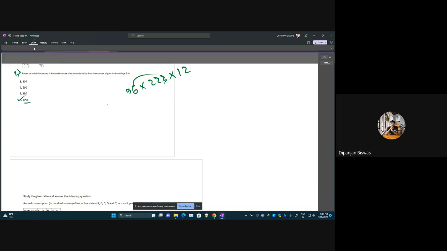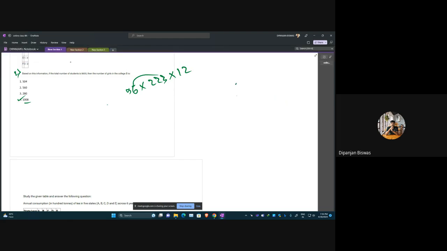Suppose these 3 options were given and you have to do the multiplication, and the unit digit method failed miserably because all the options have 6 as the unit digit. Then you try the digit sum method, that is the DS method. Okay. What is the DS method?